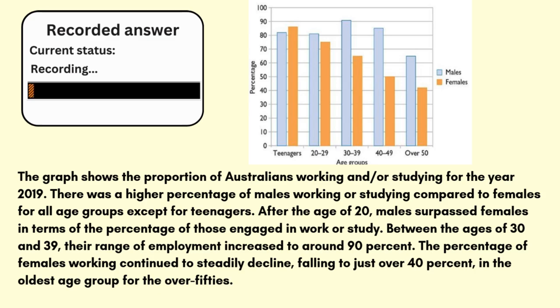The graph shows the proportion of Australians working and/or studying for the year 2019. There was a higher percentage of males working or studying compared to females for all age groups except for teenagers. After the age of 20, males surpassed females in terms of the percentage of those engaged in work or study. Between the ages of 30 and 39, their range of employment increased to around 90%.